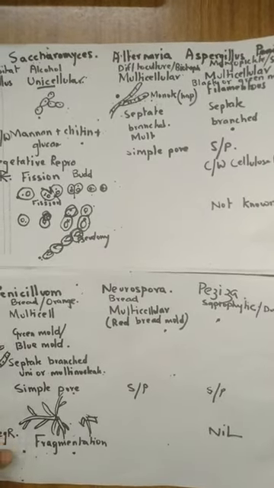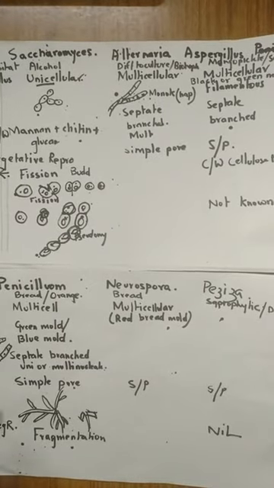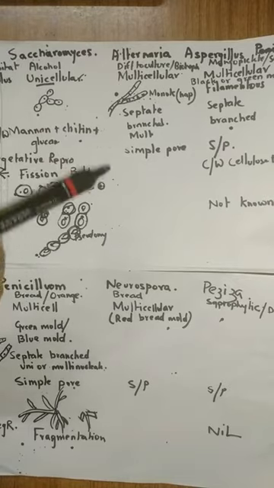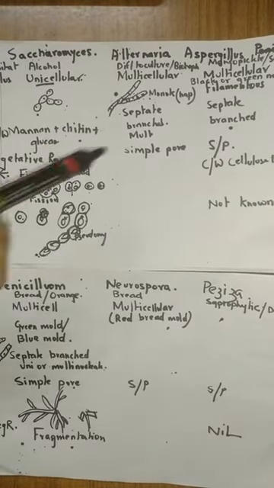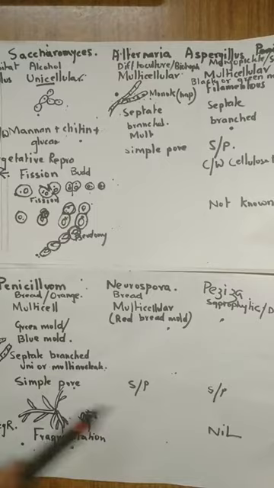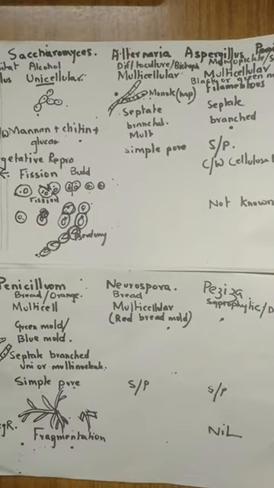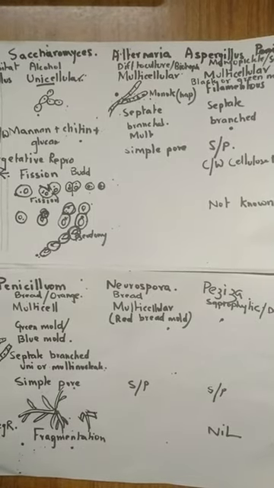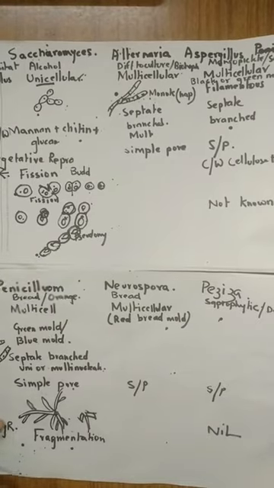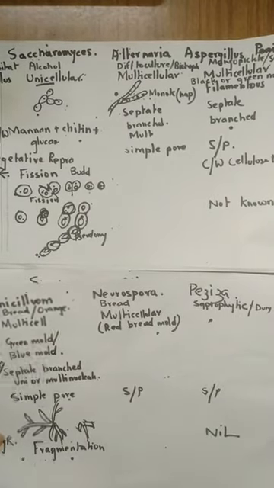One more thing, that is the cell wall of all these, starting from Alternaria to Peziza, all of them have a simple pore in the wall of the hyphae between the two cells.